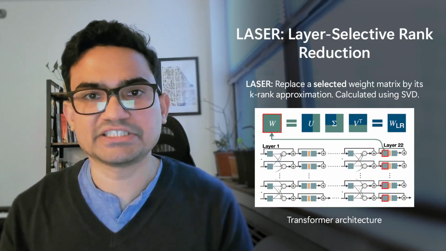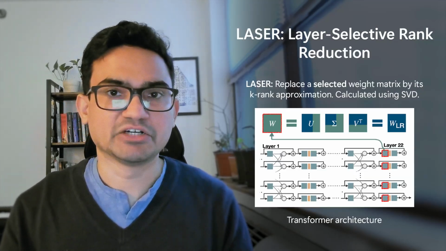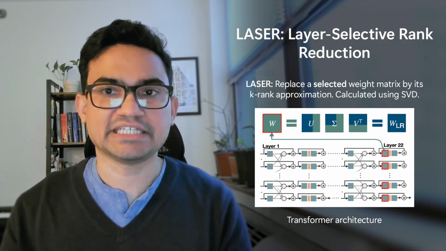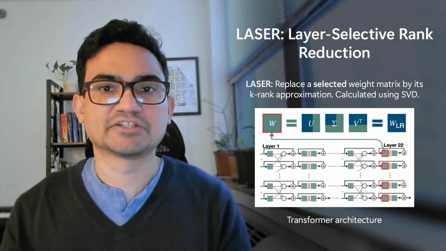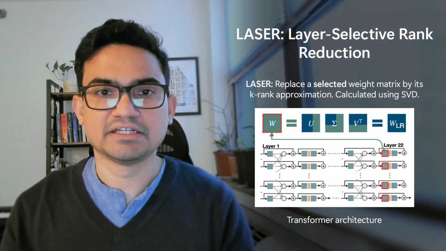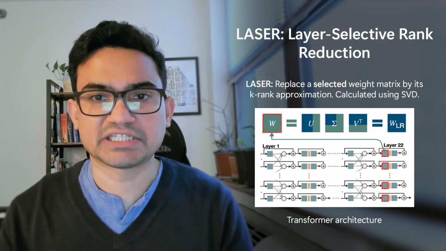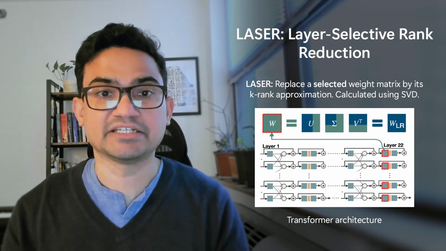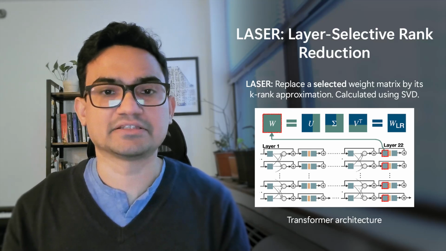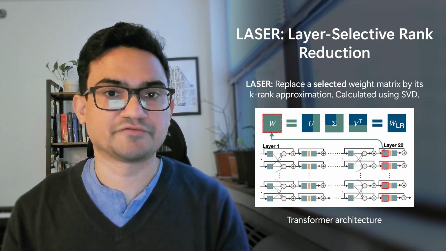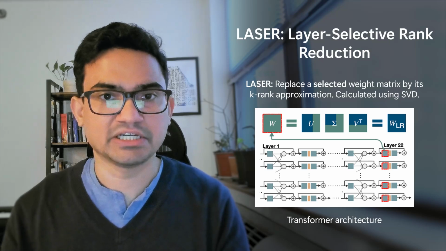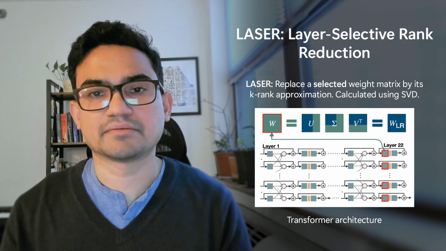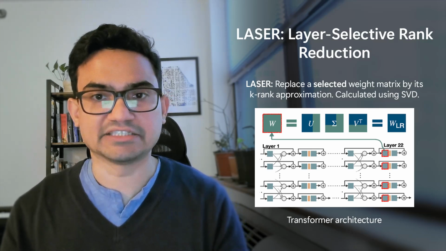With this motivation in mind, we introduce Laser, which is a type of intervention where we select one of the weight matrices of the LLM and replace it by its low rank approximation. At the bottom over here, we see our transformer architecture. If you're not familiar with the details of it, that's fine. All we need to know here is that the transformer architecture consists of repeated transformer blocks arranged in different layers. And each block has multiple weight matrices, which are shown here in squares.